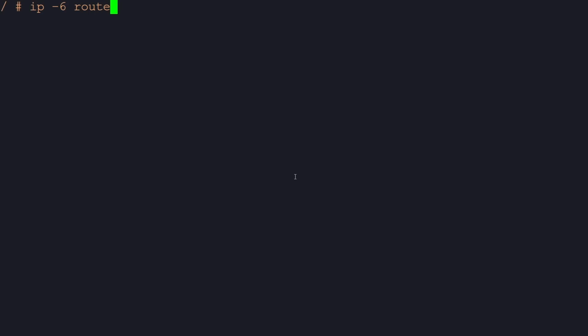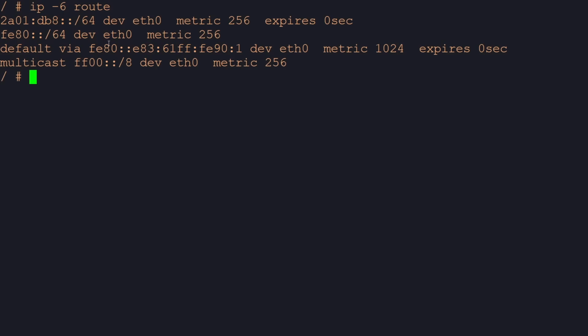So I'm on a Linux system. If I just look at my routing table, here is what the routing table looks like on this example system. So it says 2a01:db8::/64 via dev eth0, so that's a specific link.